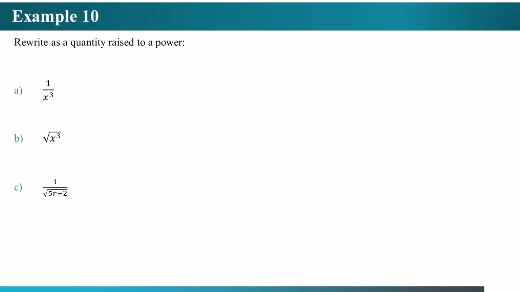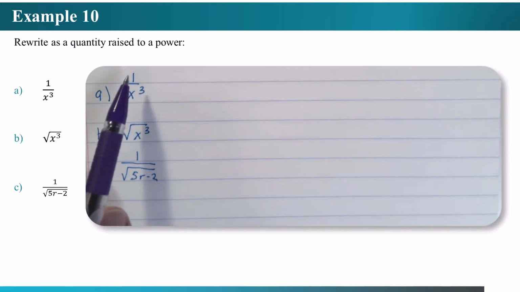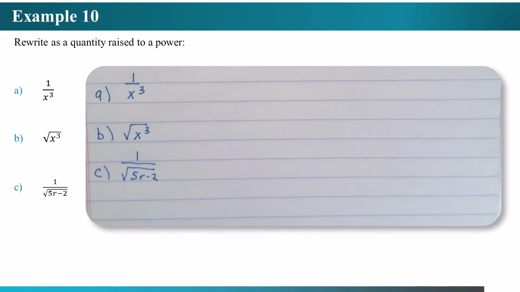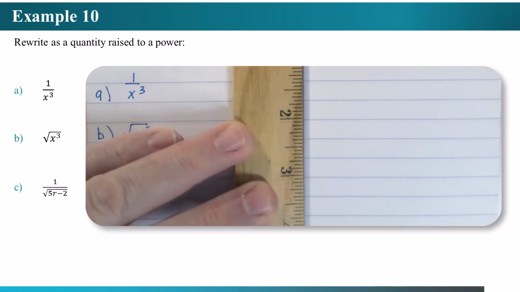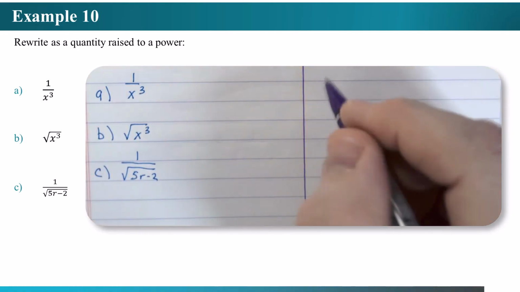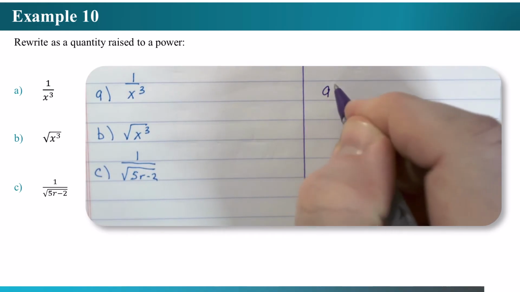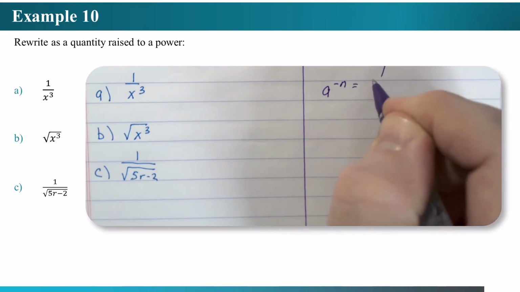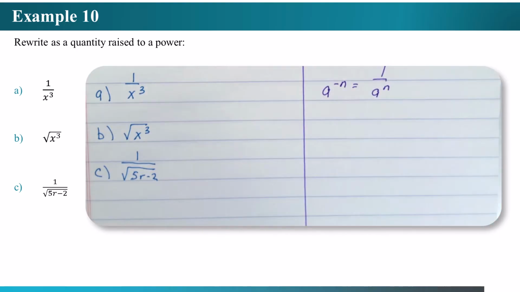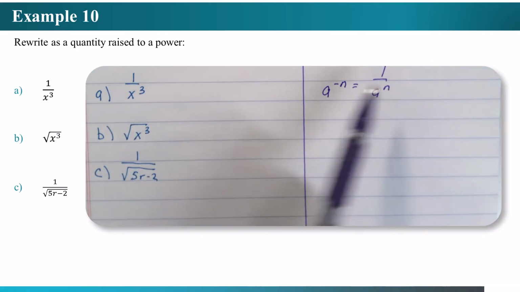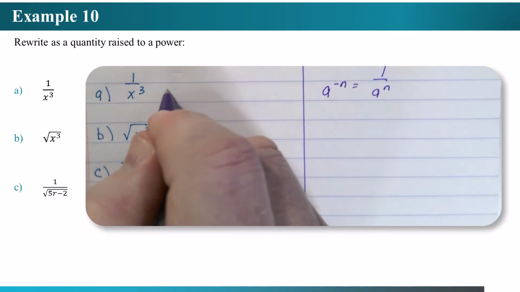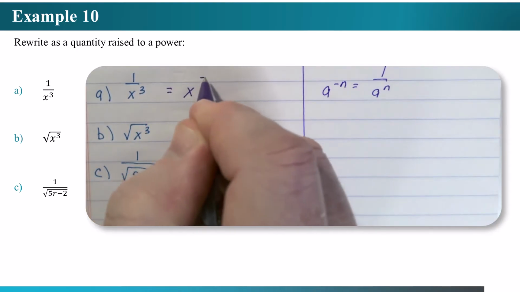So let's move on to the next example. We want to rewrite as a quantity raised to a power. Now for this first one, we've got 1 over x cubed. And we know that there's a property, I'm going to write it down right over here, that we have a to the negative n is equal to 1 over a to the n. And so we can see here that if a is x and n is 3, then this can just be written as x to the negative 3.